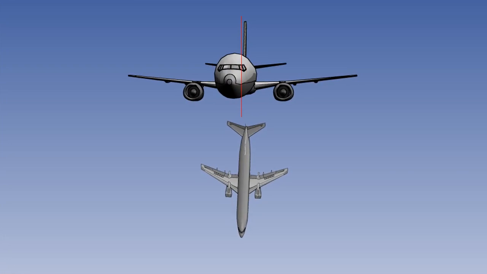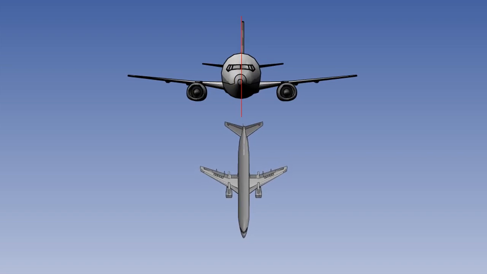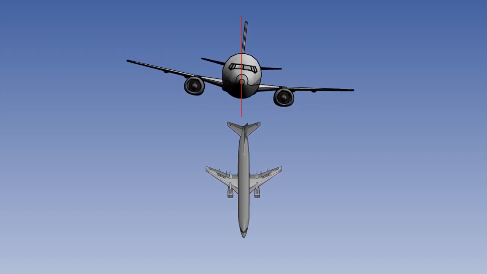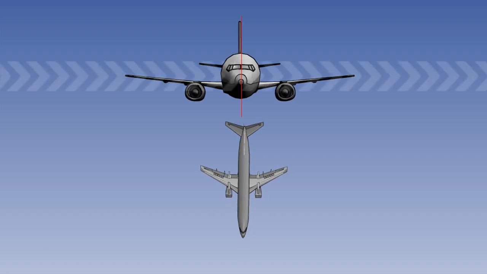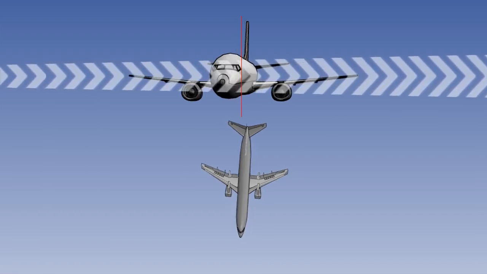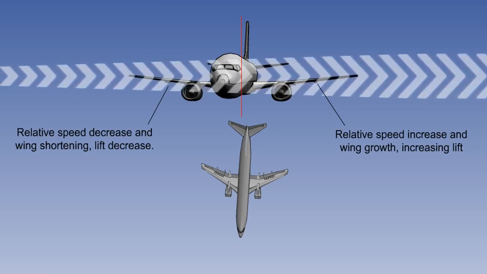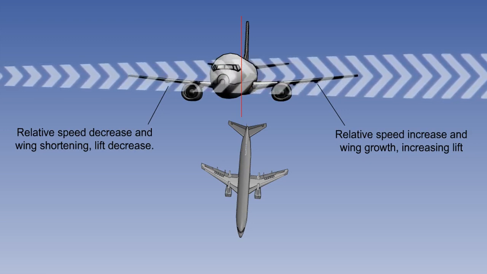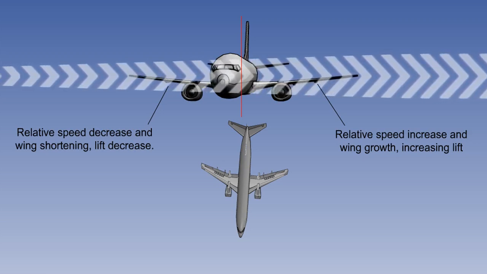Dutch roll is due to an angular disturbance about the vertical yaw axis, which causes an oscillation about the longitudinal roll axis and becomes worse with altitude. Dutch roll occurs because of a disturbance in the vertical yaw axis, which increases lift on the forward-going wing due to its increased forward speed and its relative wing growth, compared with a decrease in lift on the opposite wing.